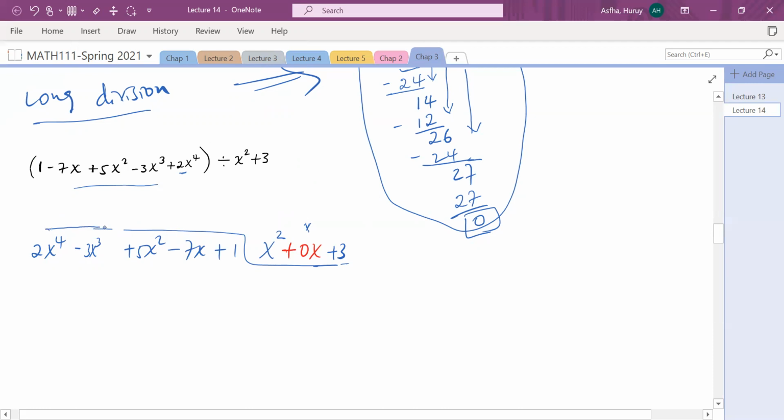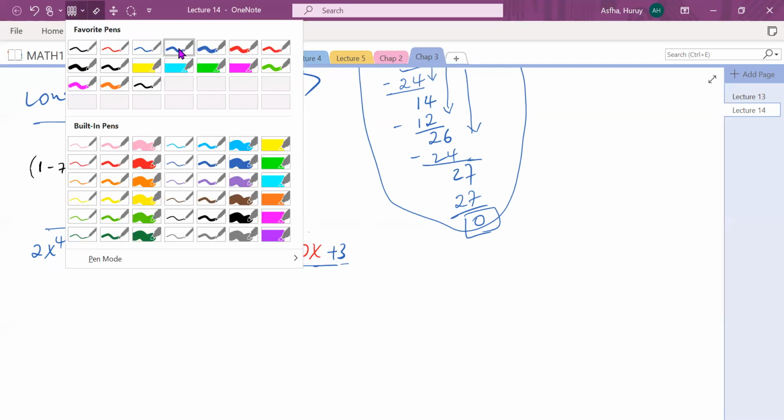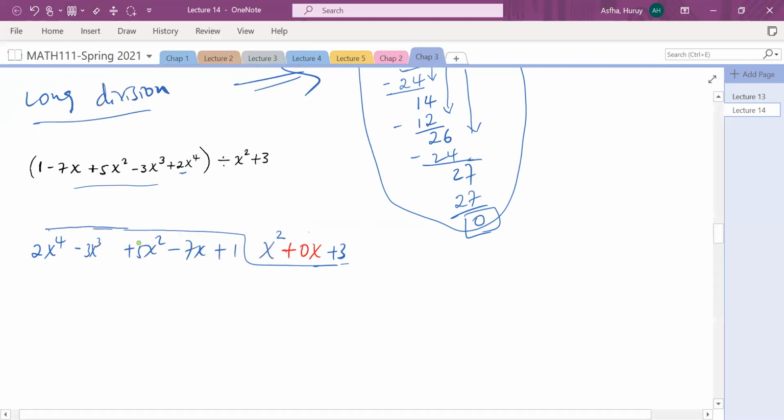Okay, now let's go and start dividing the polynomials. So what we have is this divided by this one. Always what we do is take the first term. We don't care about the rest. Look at the first term of this divisor, and from this dividend, the first term is 2x to the 4th. Therefore, 2x to the 4th divided by x squared.